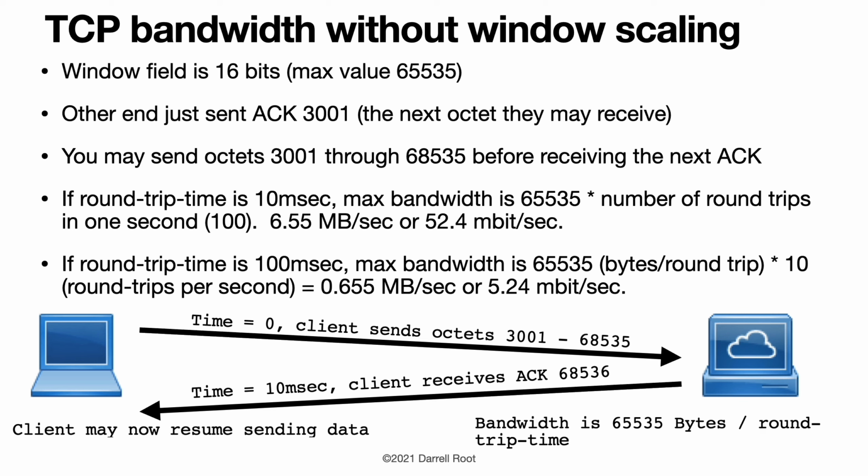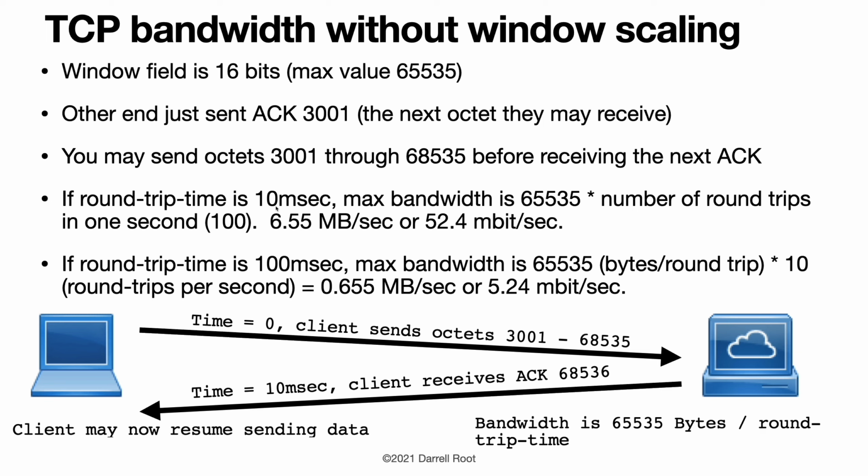You may think that if you have a 200 megabit per second cable internet connection at home, that you can receive 200 megabits per second when you're downloading a file. And that may be true, or it may not be true. TCP, the window size, and the round trip time drastically affect how much bandwidth you can put through a TCP connection. Without window scaling, the TCP window is 16 bits, which means a maximum value of 65,535 octets. That is, if the other end just sent an acknowledgement 3001, that's the next octet that we may receive, then we are allowed to send octets 3001 through 68,535 before we receive the next acknowledgement.